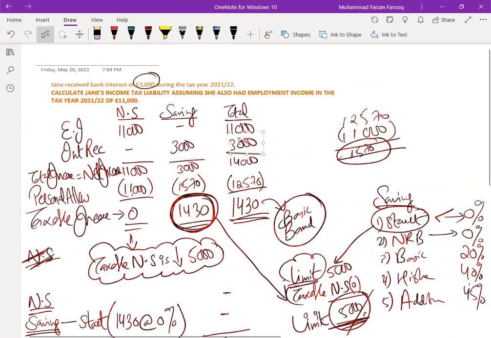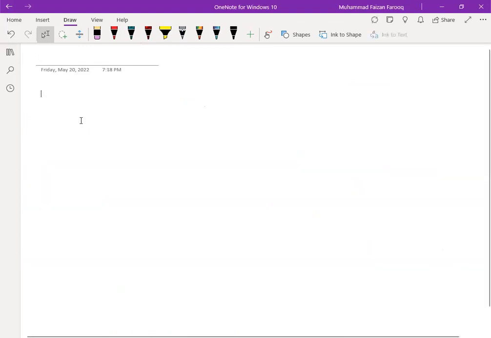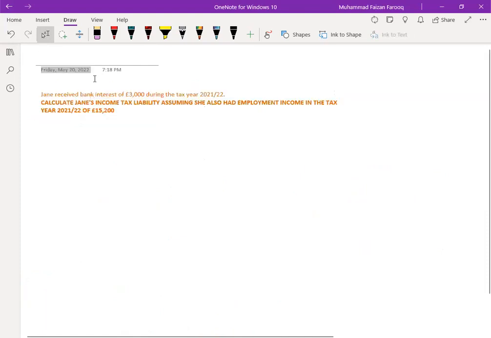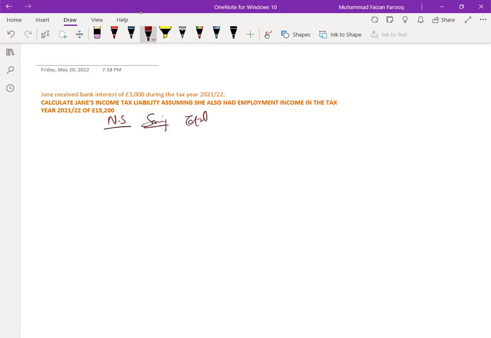Just see the screen. I am switching it to another question. Please read the question. These questions are all in the handout which I forwarded to you. This is question number 24 of your handout. Jane received bank interest of £3,000 during the tax year 2021 to 2022. Calculate Jane's income tax liability, assuming she also had employment income in the tax year 2021 to 2022. What I did was only change the amount of employment income.